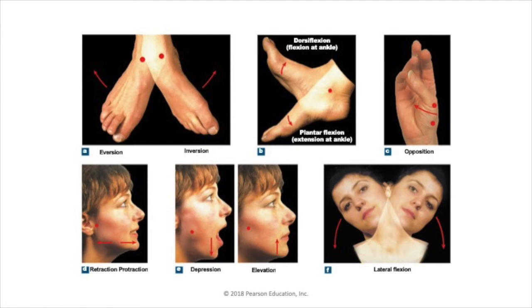And so at that joint, you can open your mouth. And when you open your mouth, you're separating, it's kind of rotating the mandibular bone. So it's kind of rotating that mandible in that socket. That's depression when you're opening your mouth. And then when you're closing your mouth, that is called elevation. So that's the temporomandibular joint.